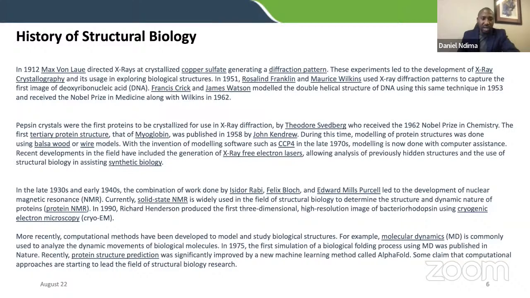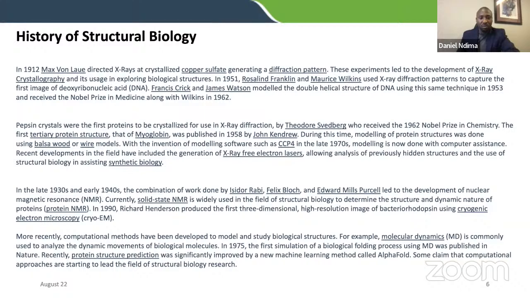In 1975, the first simulation of a biological folding process using MD, which is molecular dynamics, was published in Nature. Recently, protein structure prediction was significantly improved by the new machine learning method called AlphaFold. This is a new development, a novel development in this field.